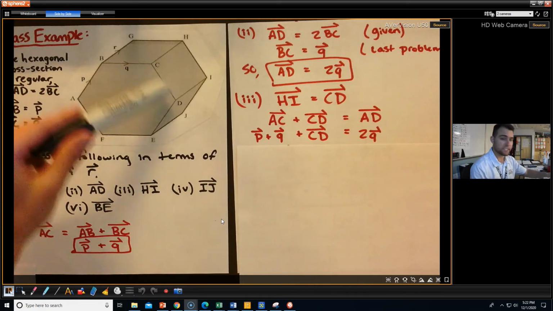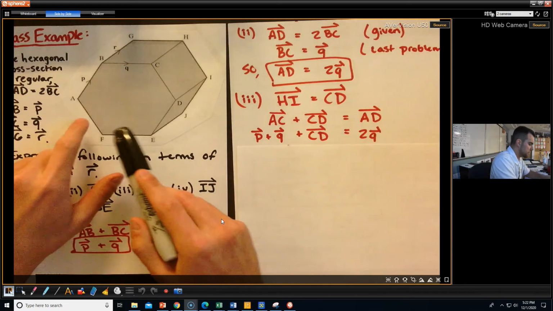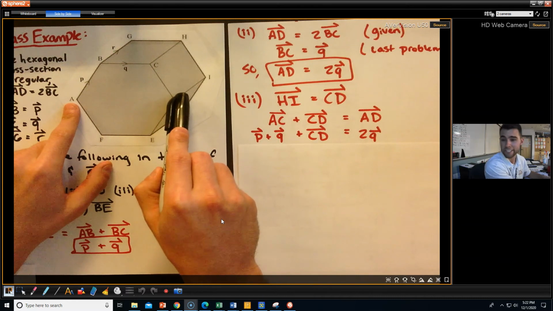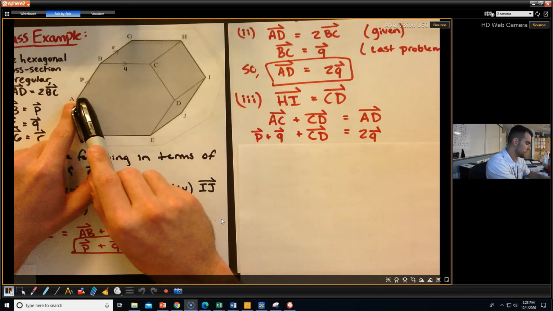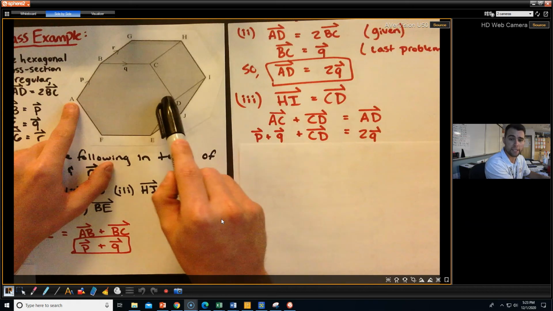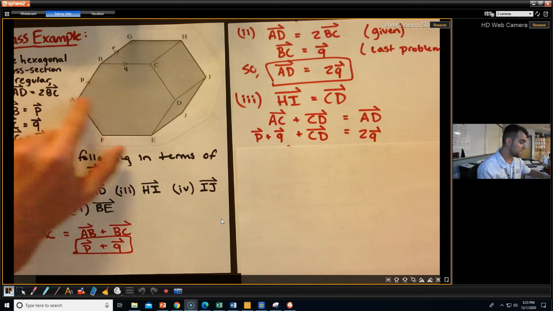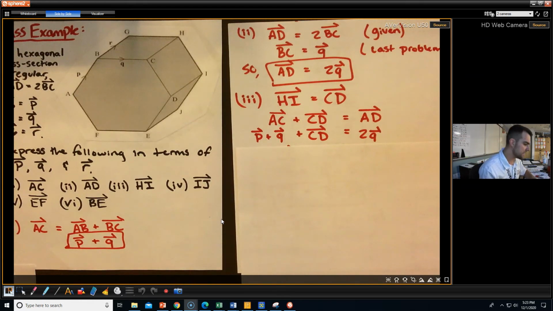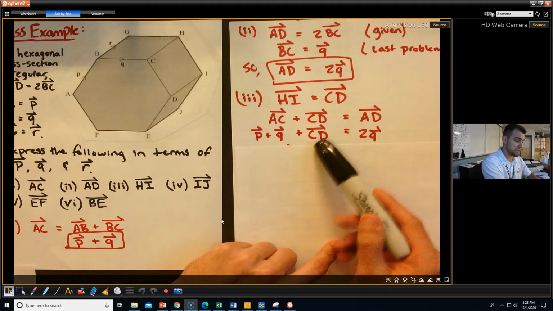We need something that has CD in it. We need some kind of relation. Well, we know from the last problem, and we can also look at this, that if I wanted to have CD included, I know that AD, this vector, is really equal to AC plus CD. That'll be the resultant. The reason I'm using those is because I know what AC is now, because we found it earlier. We also know what AD is because we found that earlier. So now it's a matter of just finding CD, and if I know what CD is, I know what HI is.